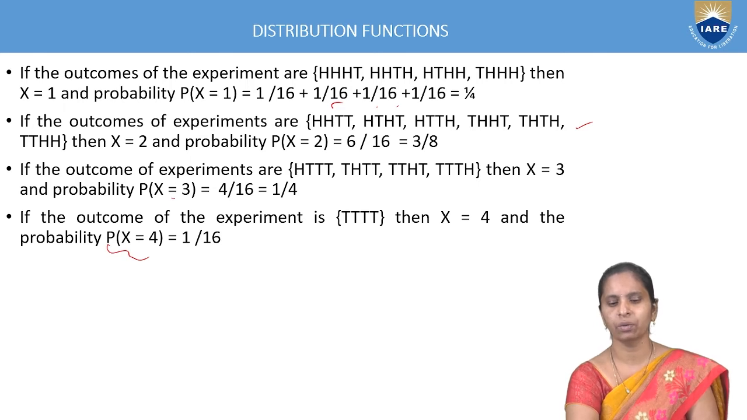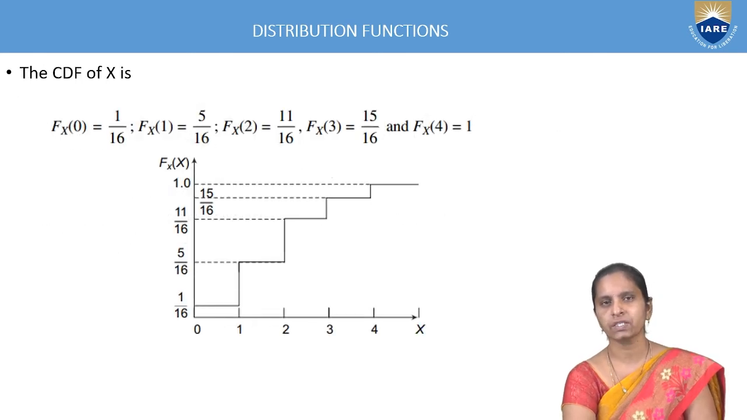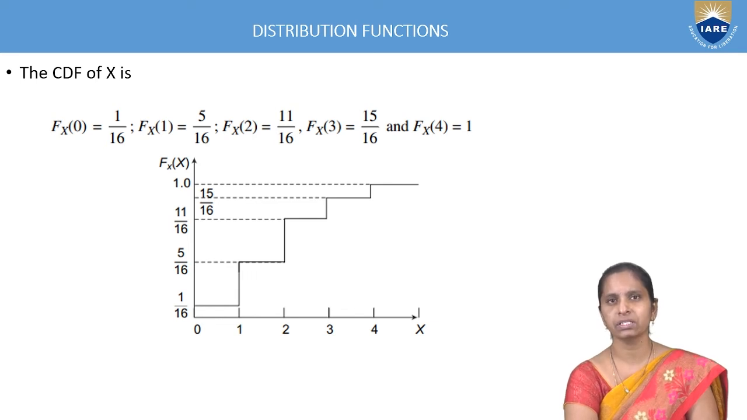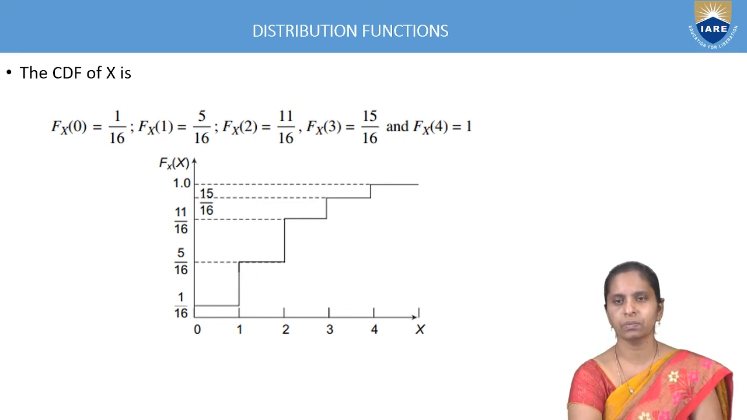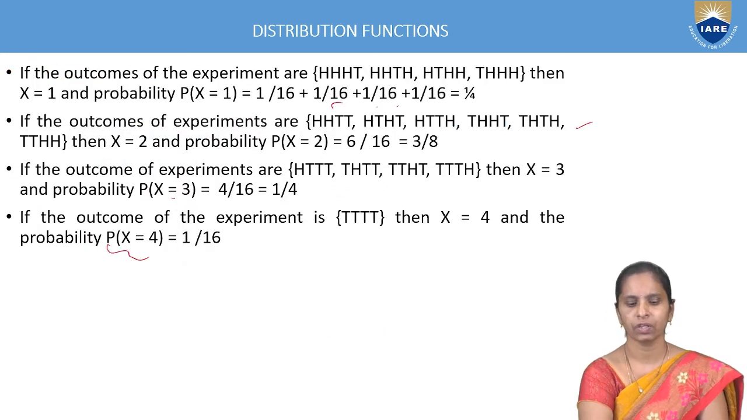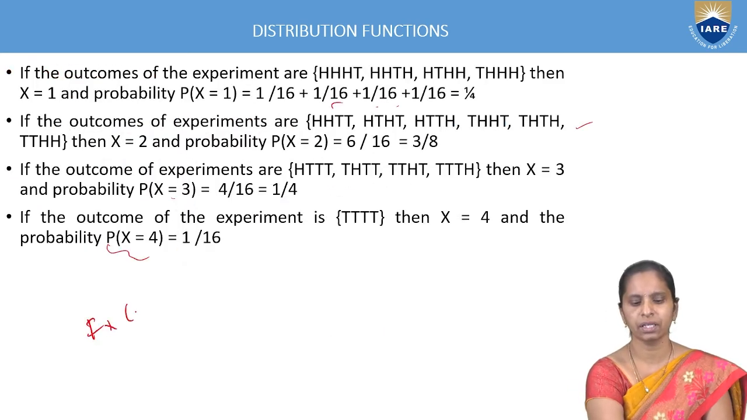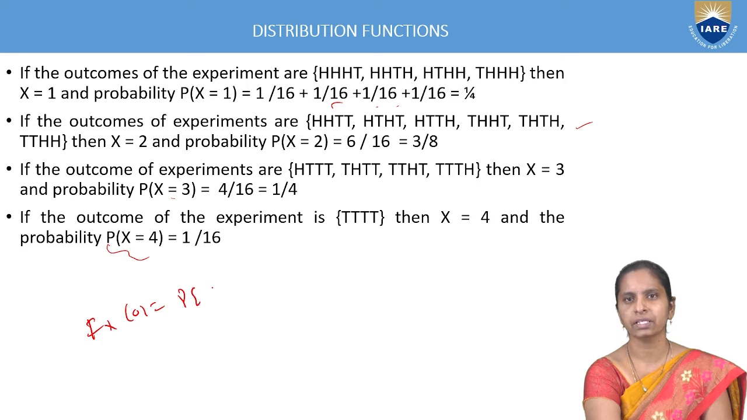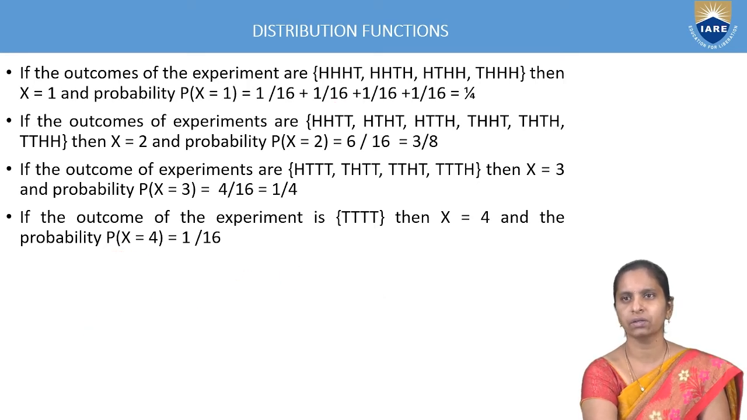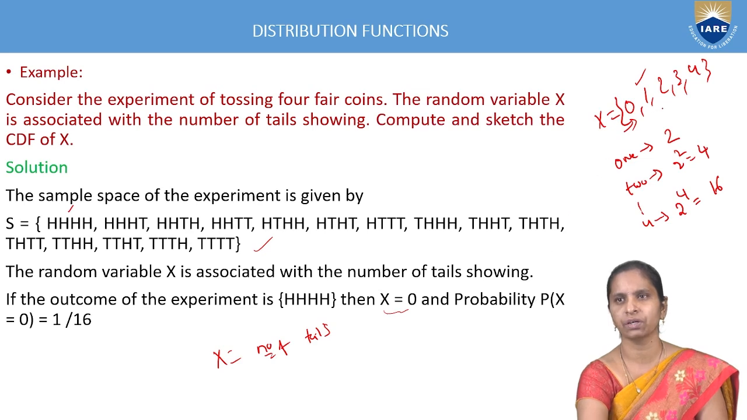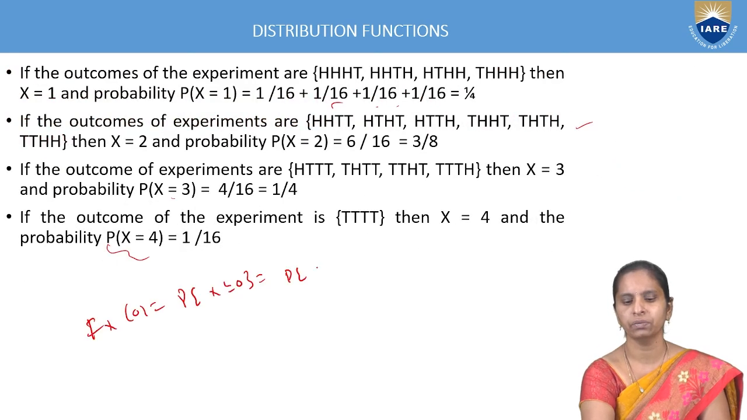Now I have calculated all the probabilities. Next, what do I have to calculate? I have to calculate the distribution function. Now, what is Fx of 0? Fx of 0 is nothing but P of x less than or equal to 0. You don't have less than 0 because my x is taken from 0 to 4 only. Therefore, P of x equals 0. What is P of x equals 0? That equals 1 by 16.